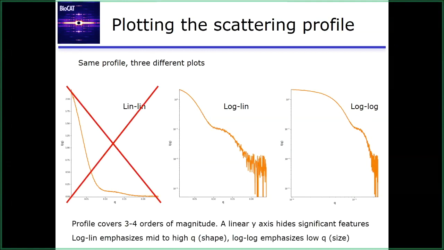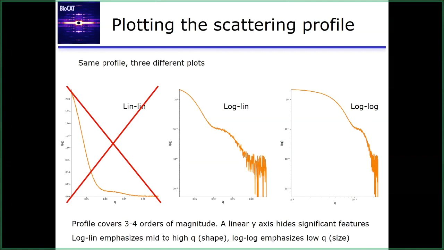You essentially never want to use a lin-lin plot. I don't want to see this. And the reason is that your scattering profile, if you look at this log-lin plot, is covering 3 or 4 orders of magnitude in your measurement. So when you put a linear y-scale here, you're hiding a huge amount of information and variation in the profile that you can't see, and it can be extremely deceptive. So unless you have a particular purpose for putting it on this plot, I recommend you don't.